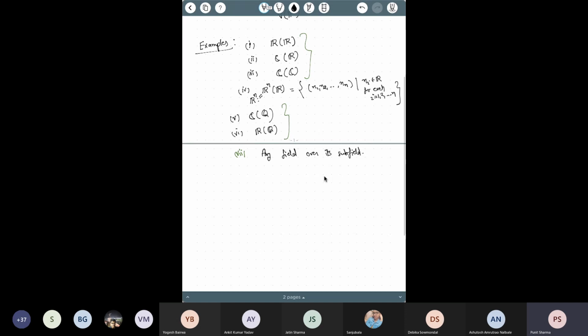Give some more examples. These are the trivial ones. Can you give some more? Yeah. Sir, space of M cross N matrices. N cross M matrices. Space of N cross M matrices over what? Over a field, any field like R.